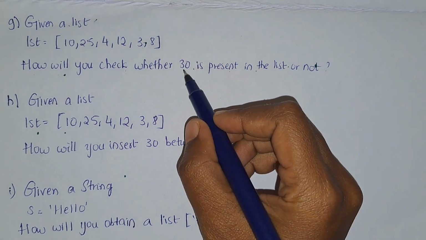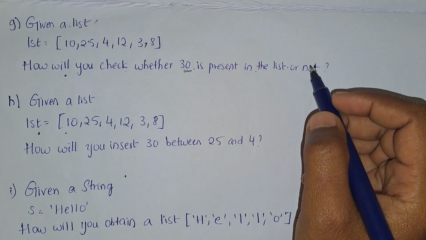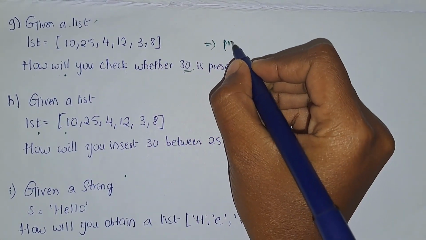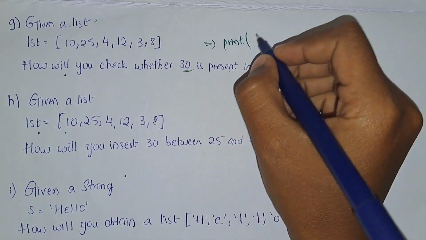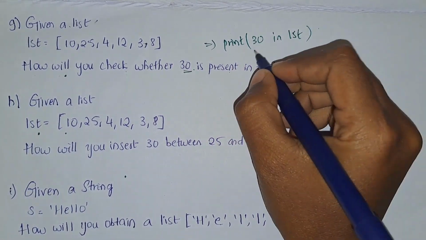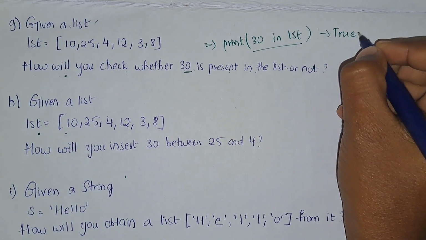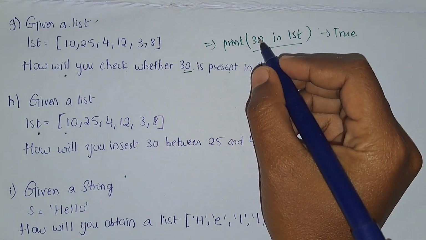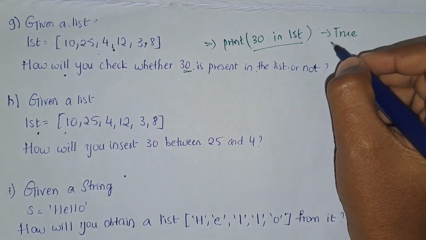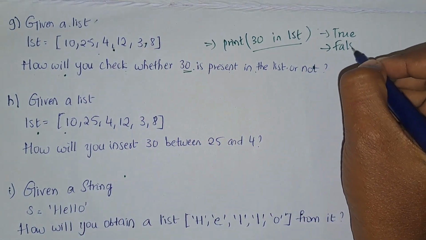So here, to check whether 30 is present in the list or not, it is very simple to write the code. You just have to print 30 in list name. This will return true when 30 is present in the given list. But here in the given list 30 is not present, that's why it will return false.